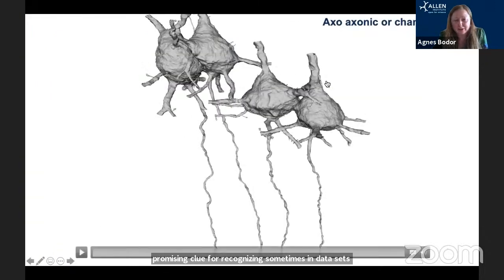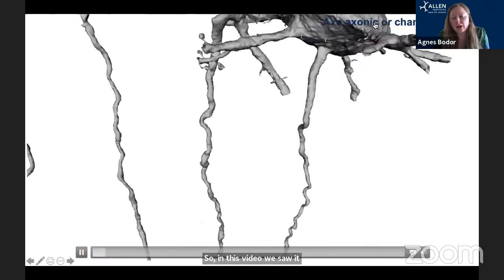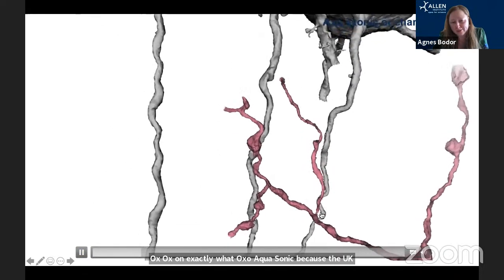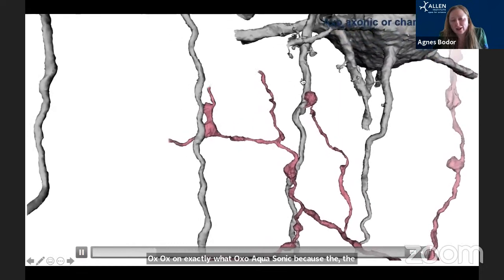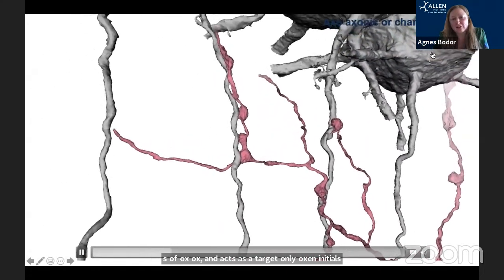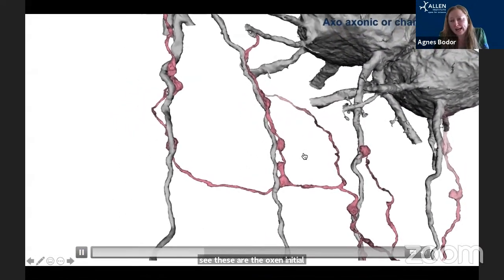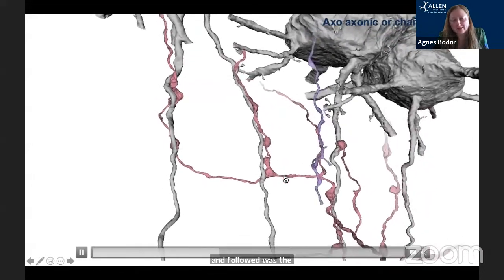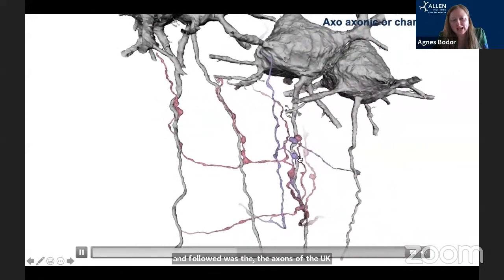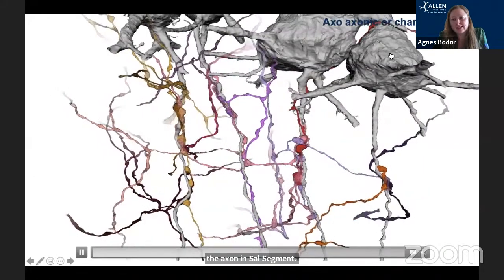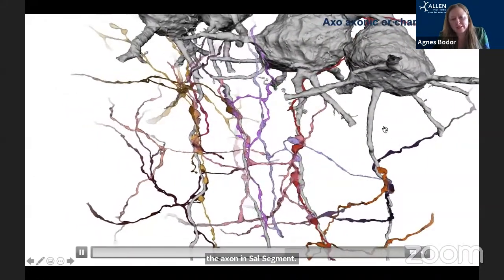And here is our first unique cell. So in this video, I will show you the chandelier cell or axo-axonic cell, called axo-axonic because the axons of axo-axonic cells target only axon initial segments of pyramidal cells, which are gray here. So you can see these are the axon initial segments, and the colored ones are the axons of the axo-axonic cells, and you can see how they team up and innervate exclusively the axon initial segments. The dendrites are cut off for the pyramidal cell just for visibility.